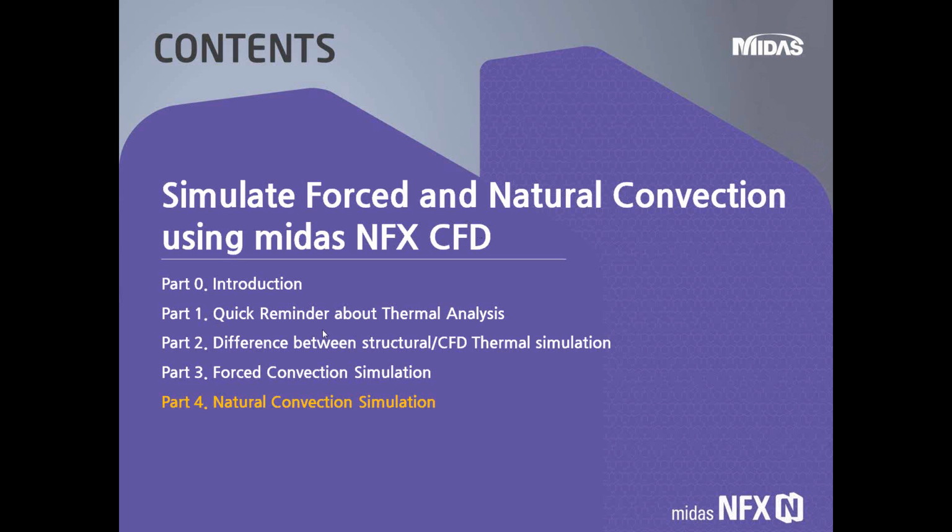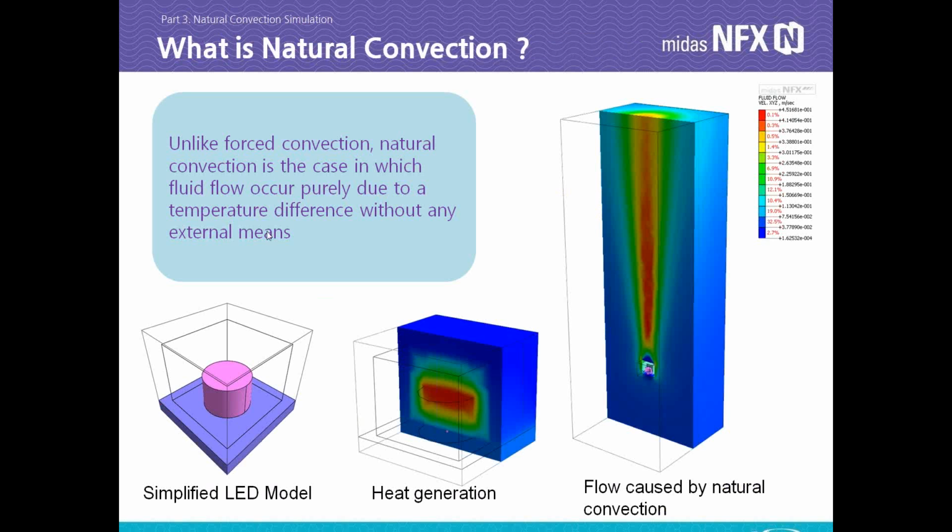Now about the second part, the natural convection simulation. So natural convection is a bit different from the forced convection, because I'm not forcing the temperature to go out of my model, but this is the natural process. My model is emitting some heat, and then I want to study what is the impact of this heat generation on the surrounding air volume.